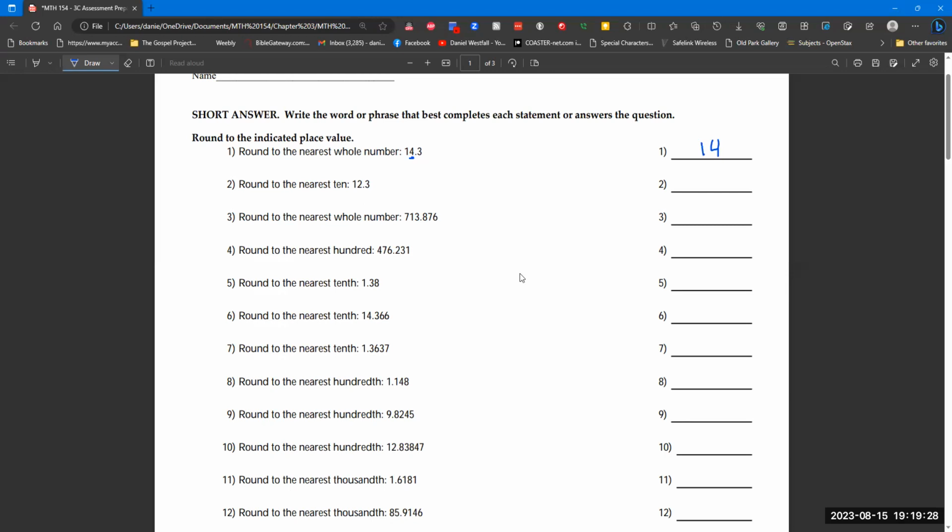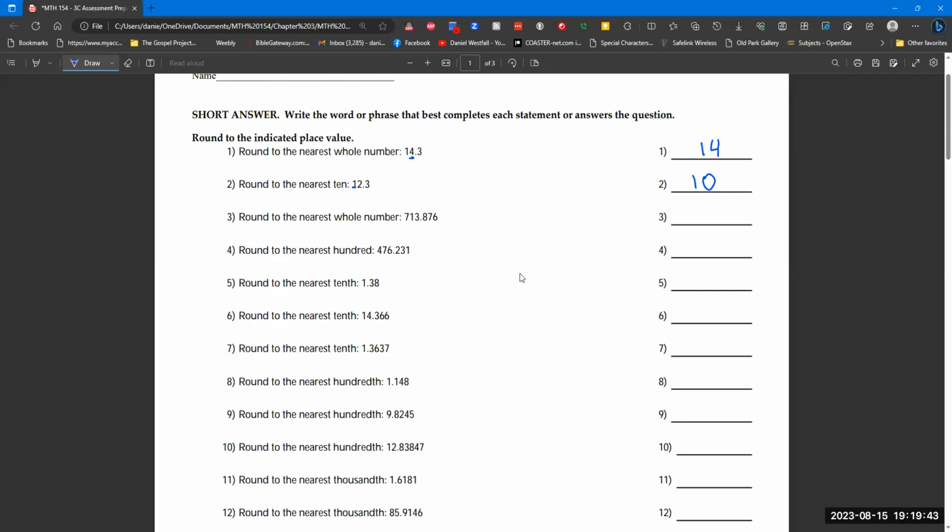Round to the nearest 10. So the nearest 10 is there. We're looking at the 2 and we're going to round down to 10. 12 is closer to 10 than it is to 20.